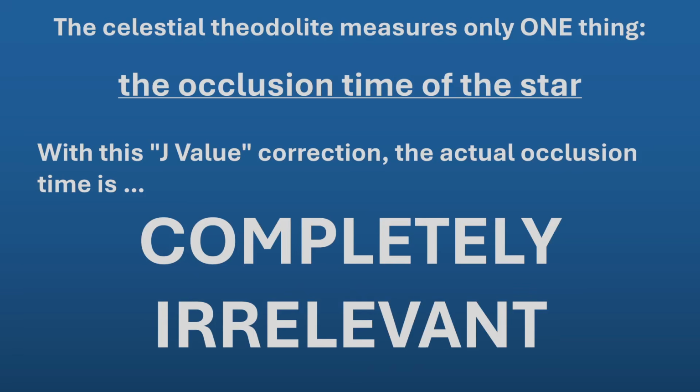So, like I said, the celestial theodolite measures only one thing, the occlusion time of the star. But with this J value correction, the actual occlusion time doesn't matter. It's completely irrelevant. So, well played, you Muppets. GG, welcome to the globe, etc.